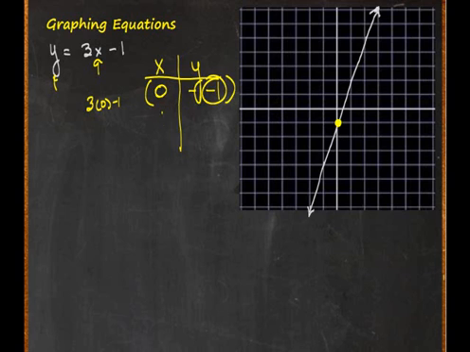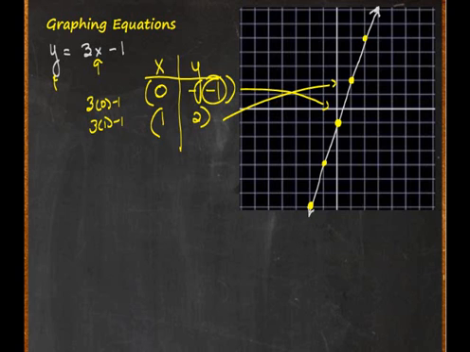Then you would plug in another value for x, let's say 1, and you would get 3 times 1 minus 1, which is 2, and there's another solution point at 1, 2. And you see that that's also on the graph. And these are all solution points to that equation. By plotting more points, you could come up with more and more solution points on the graph itself, and then by connecting those dots, you get the line.